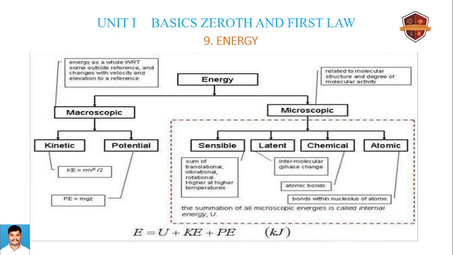Next one is microscopic. Microscopic has four categories. First one sensible, second one is latent, third one chemical, fourth one atomic. Sensible means the sum of translational, vibrational, and rotational energies, higher at higher temperatures. Latent means intermolecular phase changes. Chemical means atomic bonds. Atomic means bonds within the nucleus of atoms.